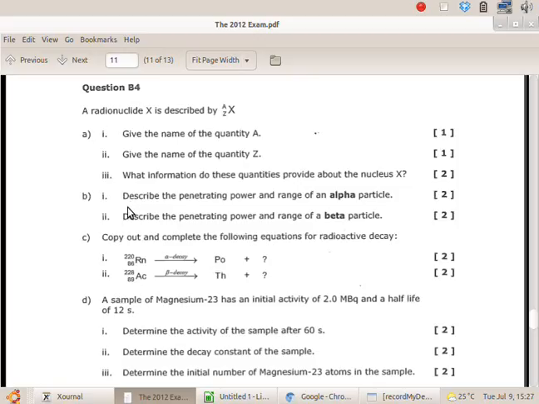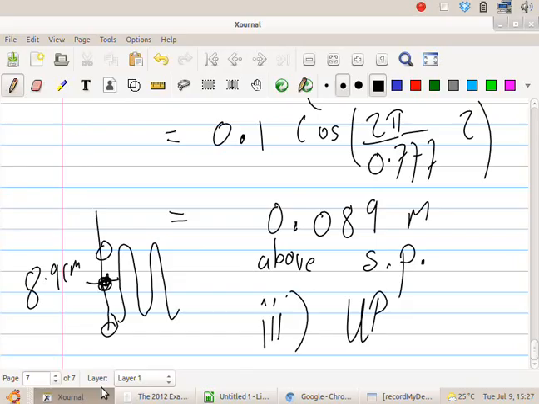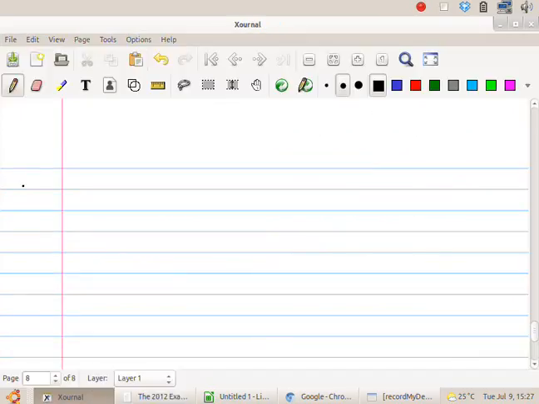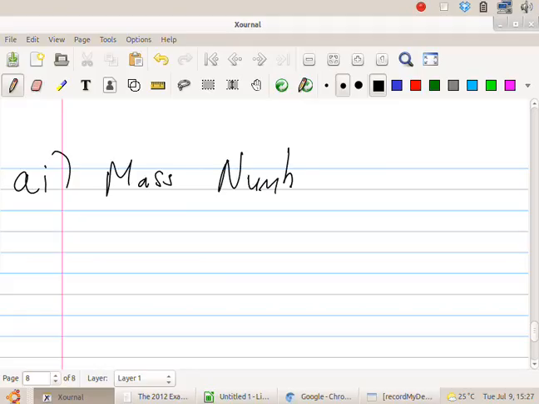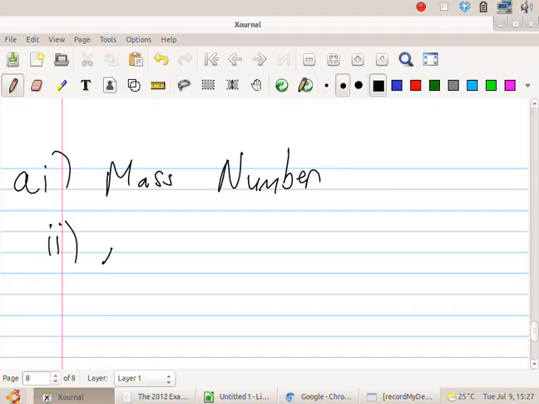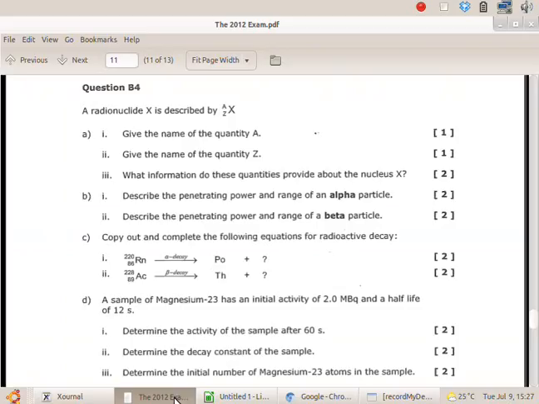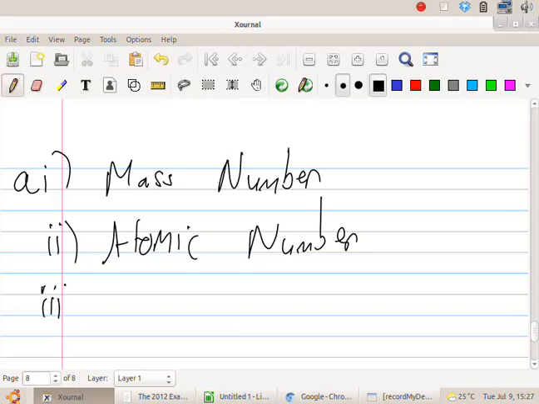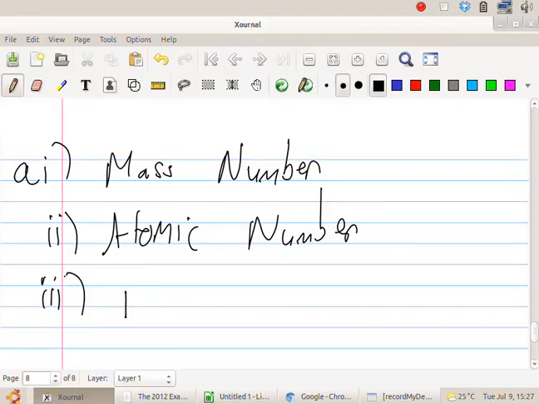Easy peasy now, we've done this already. What's the name of the A? Mass number. Okay. What's the name of the Z? What information did these provide? Yeah, so mass number, what does that equal?